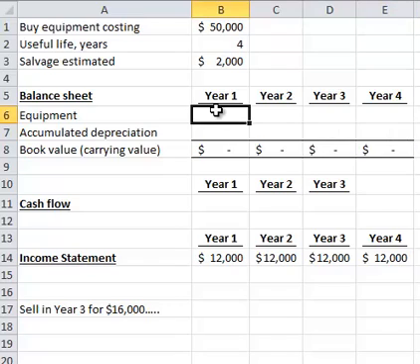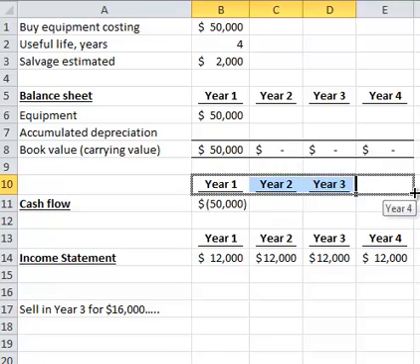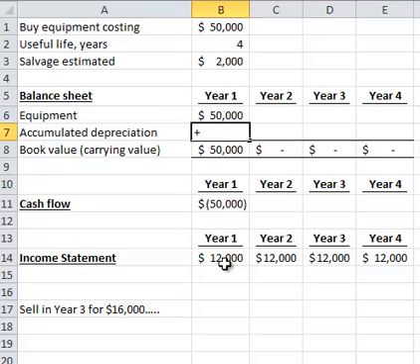So let's illustrate how that works. When you buy the equipment, you debit the equipment account and you credit cash. And so you've got this reduction to cash in your cash flow statement. And then you've got your first year depreciation. So debit to depreciation expense and credit to accumulated depreciation. And so your book value, which is cost minus accumulated depreciation, is $38,000 at the end of the first year.